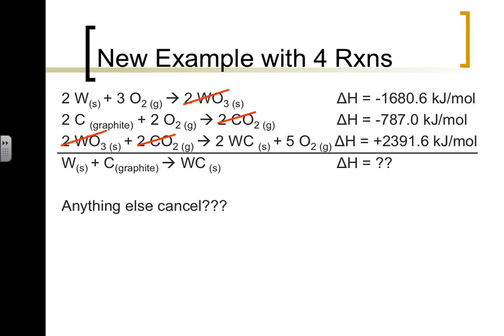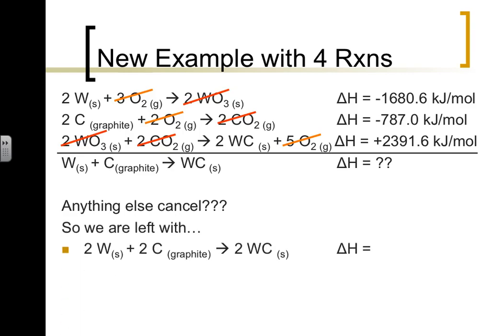And I hope you're seeing oxygen gas. Oxygen gas cannot be there, so we've got to cancel it out. So take a look at this. Do you see how we had 3 and 2 on the reactant side and then 5 on the product side? Well, we can actually cancel it all because it's just a summation type of thing here, so that works pretty good. All right, so we're left with 2 moles of tungsten, 2 moles of graphite, and then 2 moles of the tungsten carbide. And the question still is, what is the delta H value?